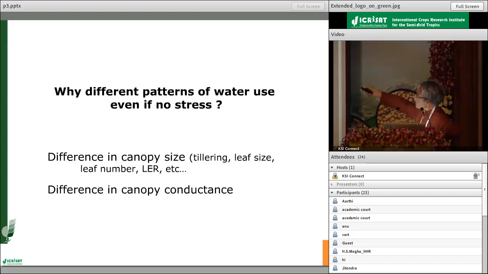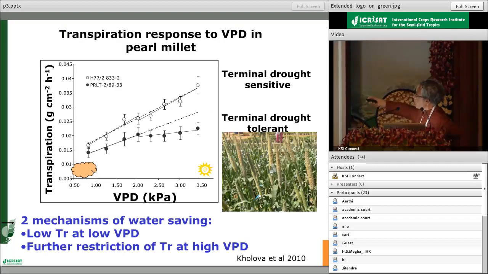It's here in the y-axis as a function of the vapor pressure deficit in 2 lines, a tolerant line here and a sensitive one. So there's 2 things. The tolerant line has a lower leaf conductance under mild vapor pressure deficit conditions, and it's also able to further restrict the leaf conductance under high VPD. So it has really 2 merits.